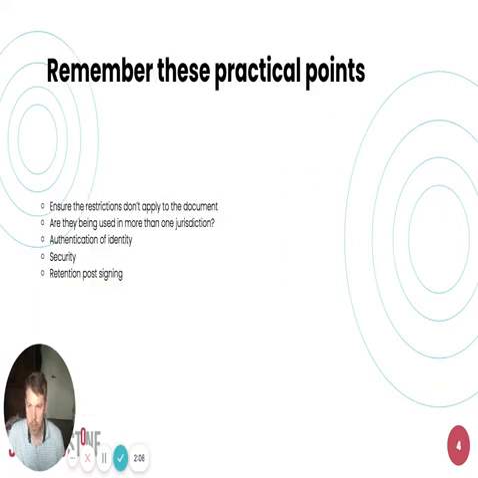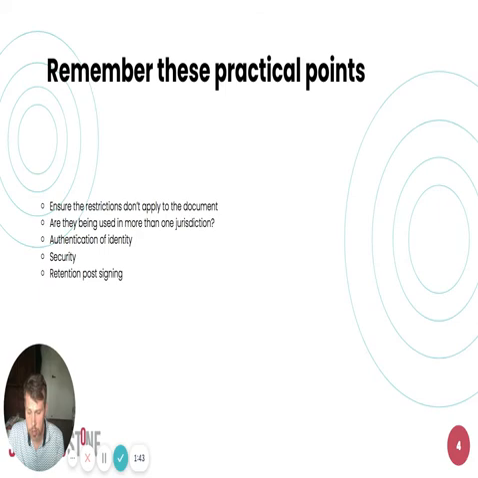So practically, make sure you can use the document for e-signing. If you're going across jurisdictions, make sure that the other jurisdiction will allow it as well and how enforceable it is. Make sure you've authenticated the identity of the party signing. So, you've connected it to the correct email address. You've got some correspondence supporting their consent to sign.